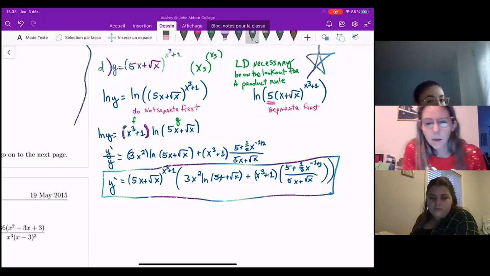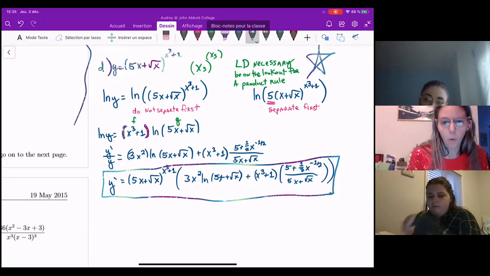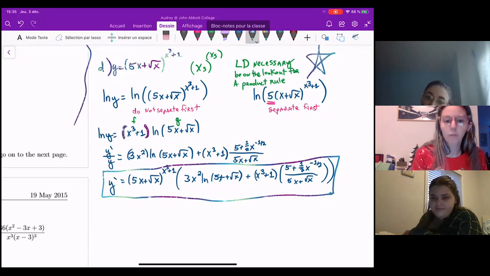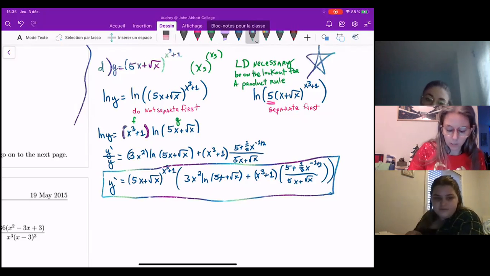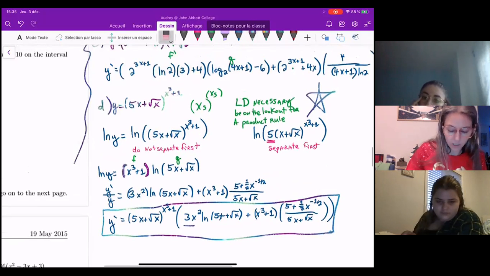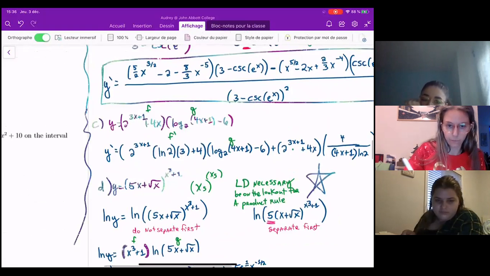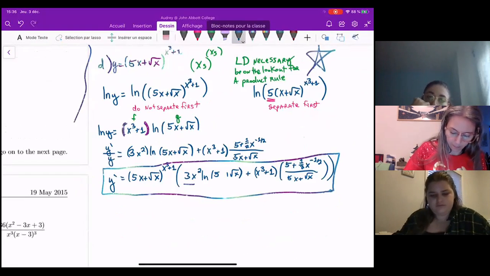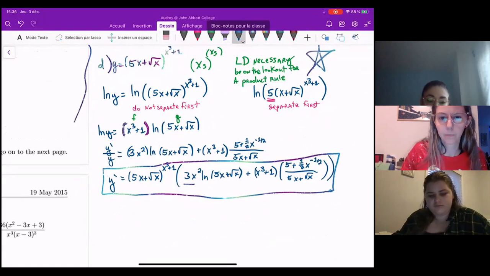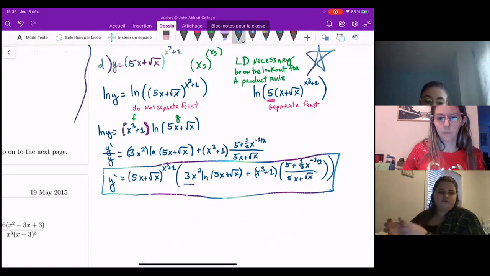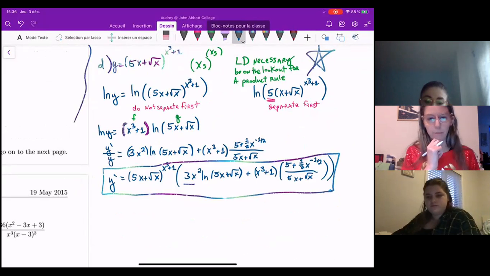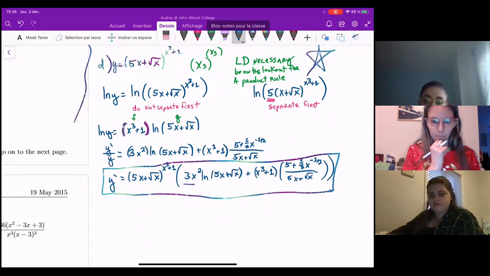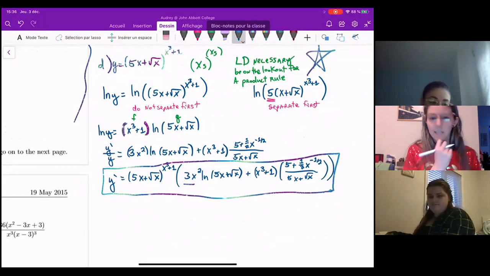Okay, I'm going to ask it again in case you guys weren't paying attention. Why is it okay for me to not put parentheses around this 3x squared right there? Whereas with that x cubed plus 1, I had to. Yes, you got it, Gwen. You got it, Dean. Yes, Sam.